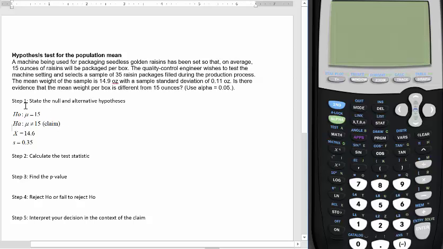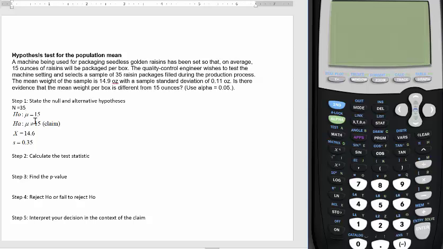The sample size, n, is what? 35. Let me write it down. And x bar, which is the sample mean, 14.9, and the standard deviation of the sample is 0.11. So step number 1 has been completed. This step is the most critical step, because if you put a wrong hypothesis, you'll be testing a wrong claim. So that's the null and the alternative hypothesis.